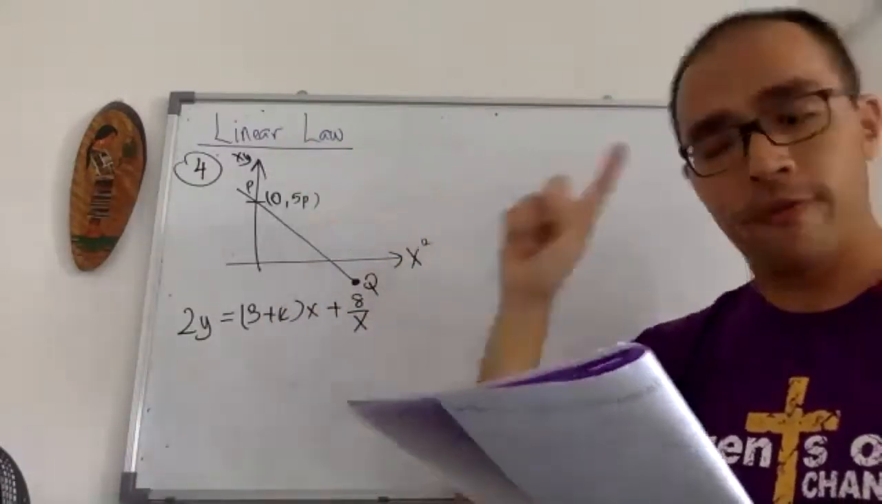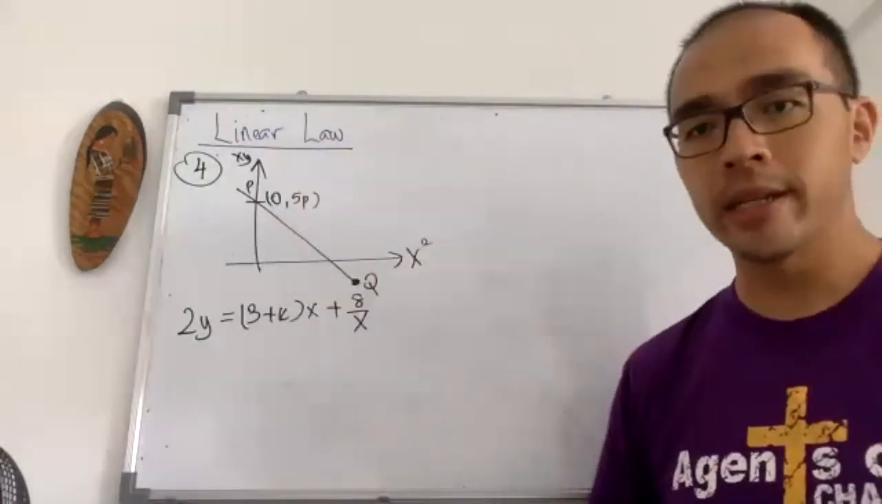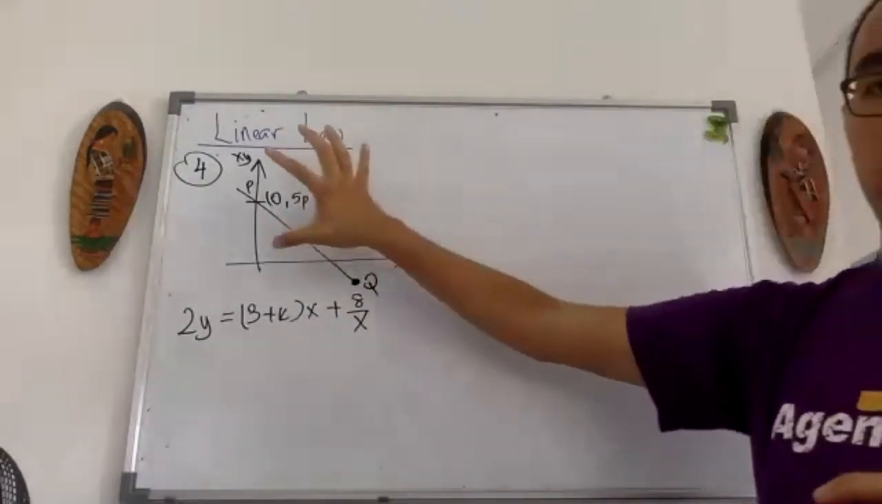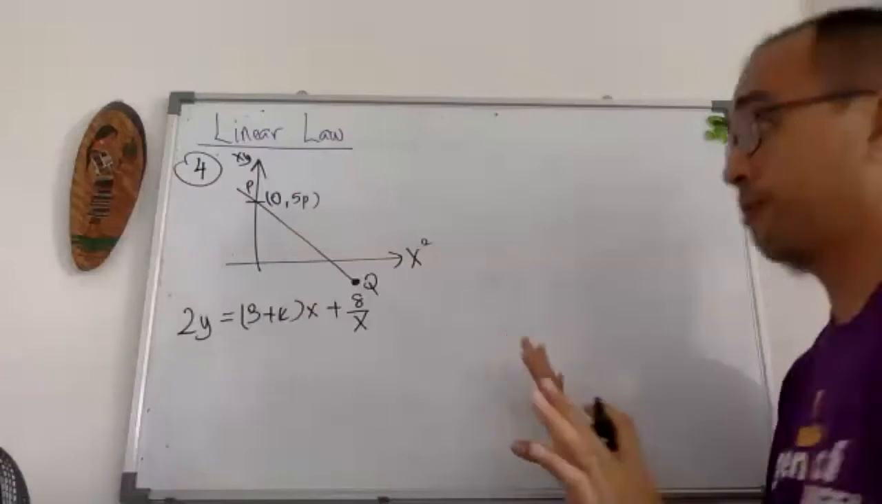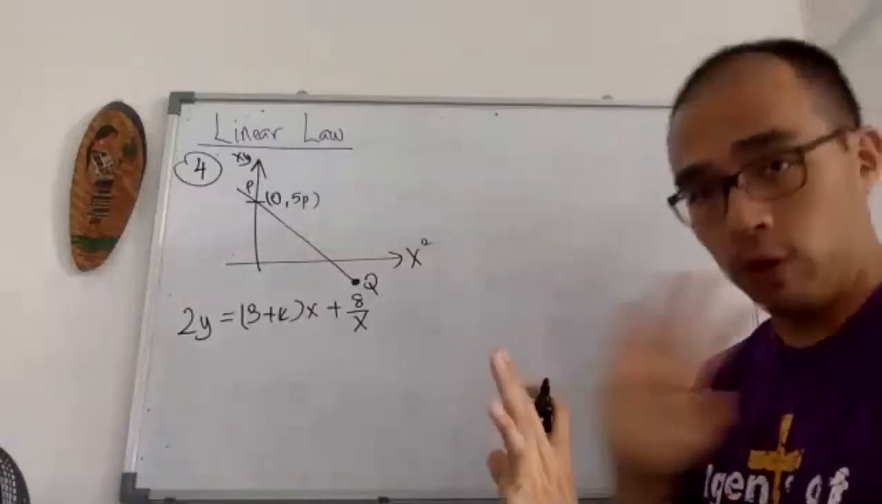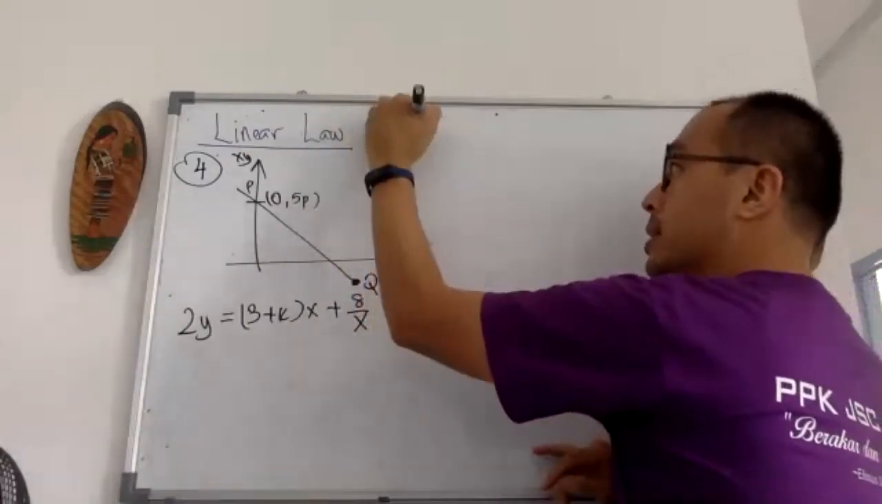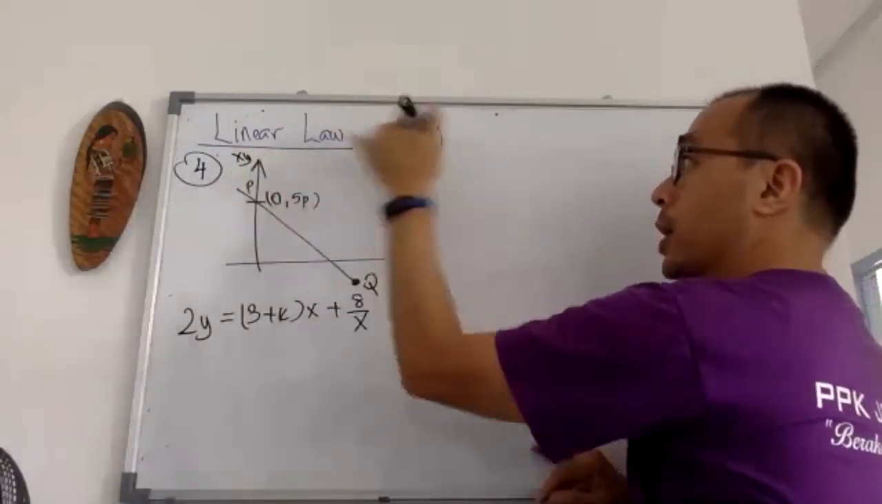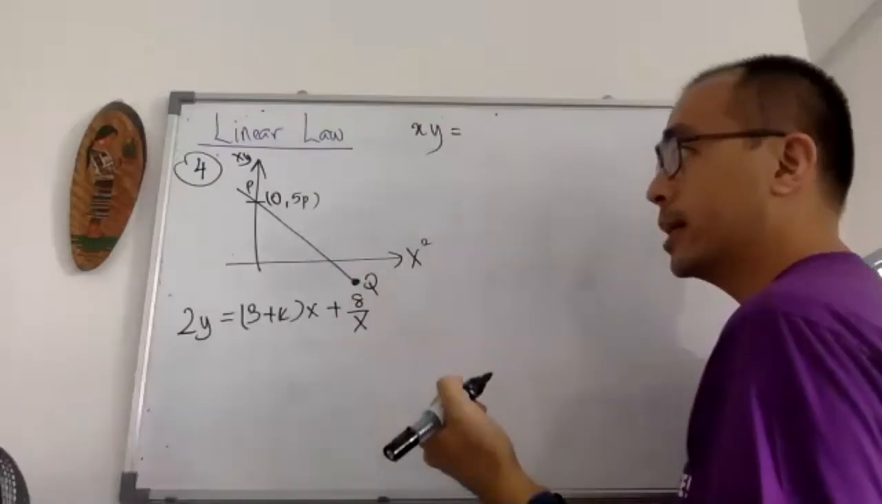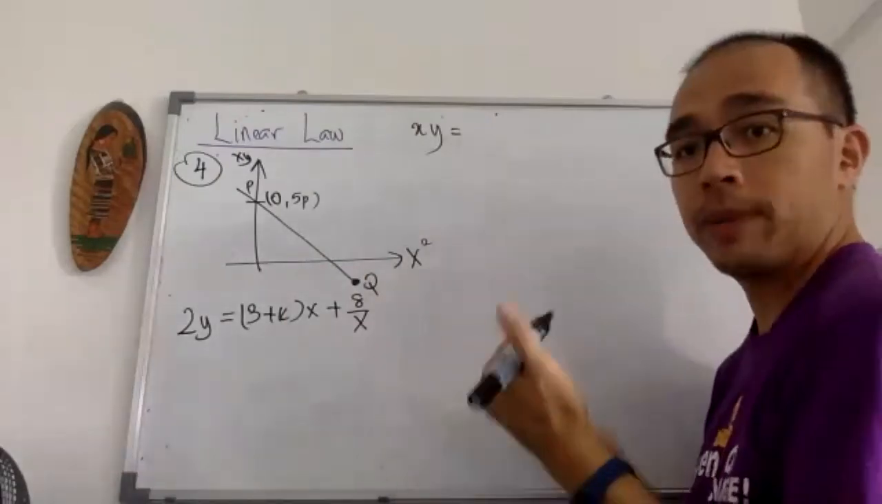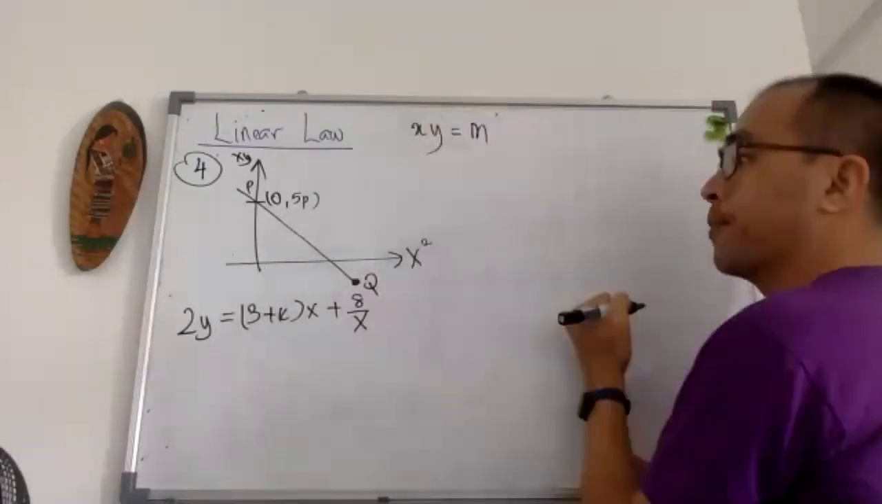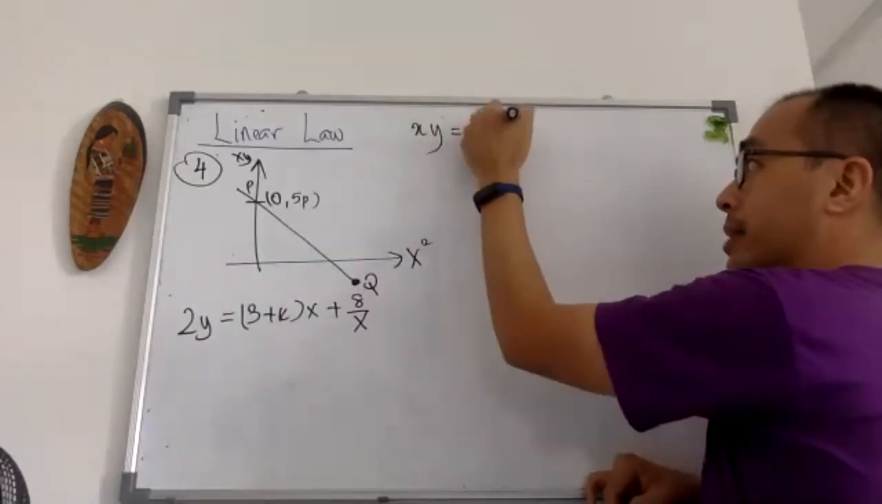So the first thing we need to do, even before answering anything, is to form the linear equation first, following our form, with whatever information that we have. Don't worry about whatever information is not there. So the y-axis is xy, equals to, do I know what the gradient is? I don't, but don't be scared. I just write m. Our x-axis is x squared.